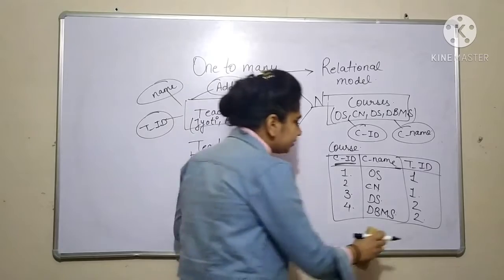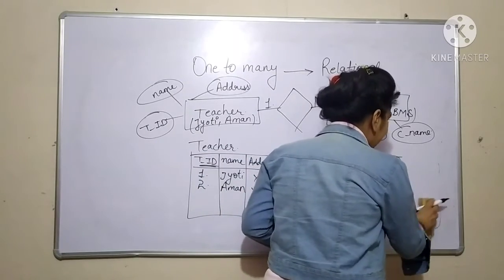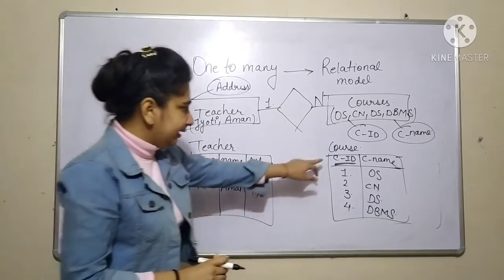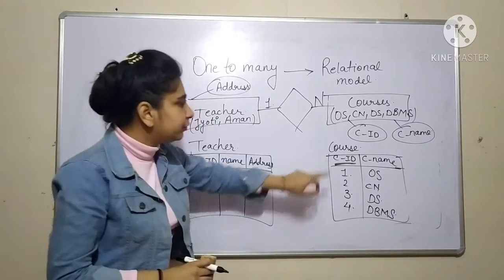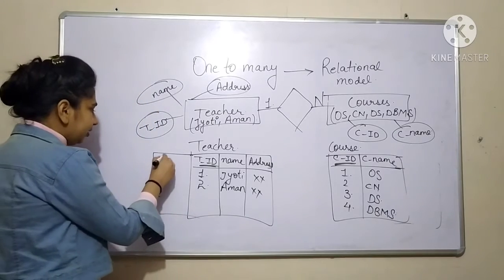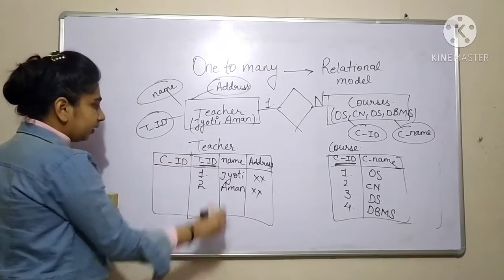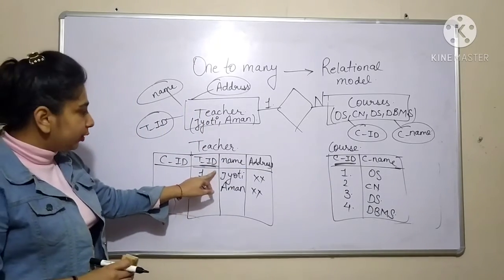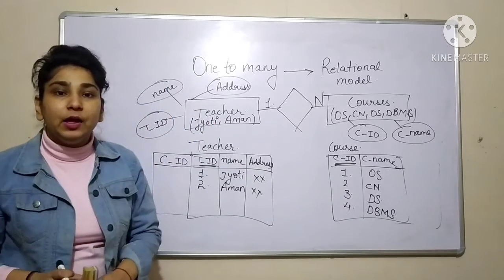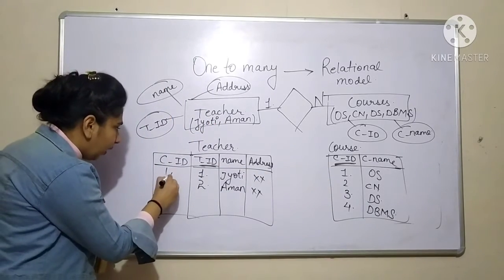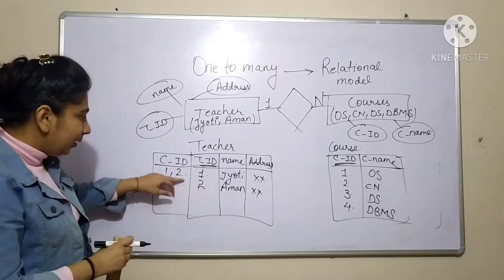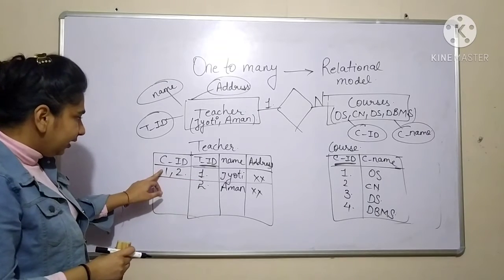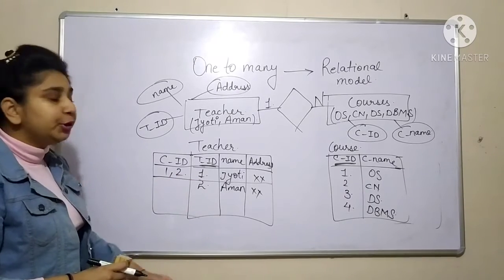If you don't use the common attribute on this side, if we are using course ID, the key attribute of the course table, in this teacher table. Okay, so teacher Jyoti is teaching operating system and computer networking. What is the course ID? You will be writing like this, you have no other option. Jyoti is teaching course ID 1 and course ID 2.